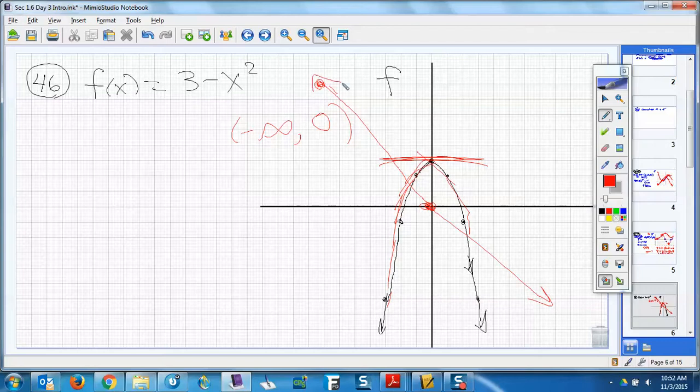Now, does it have to be a line? Turns out it actually is a line. But if you curved it in there a little bit and made it curve and zigzag a little bit, you could. But it's basically going down the whole time, something like that. Okay? All right, so that's 46.